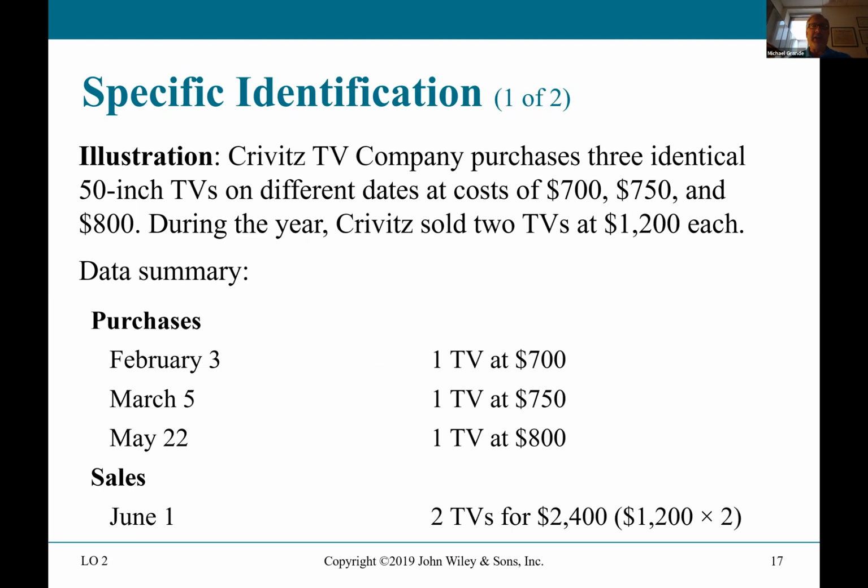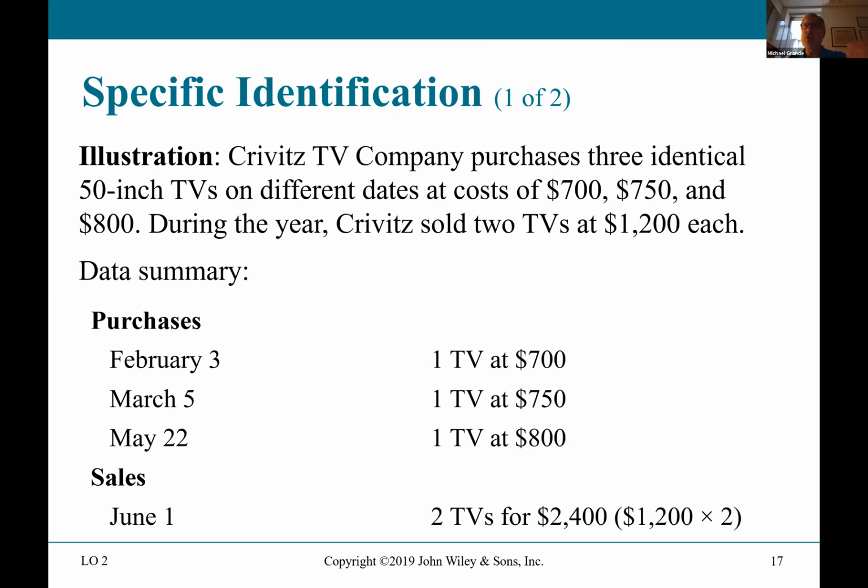Specific identification. Here's an example. Illustration: a TV company purchases 3 identical 50-inch TVs on different dates at costs of $700, $750, and $800. During the year, they sold 2 TVs at $1,200 each. So we know what the revenue is going to be: 2 at $1,200, $2,400. But which TVs did they sell?